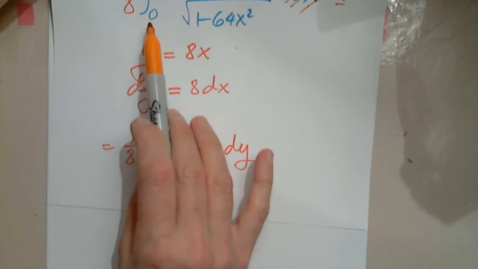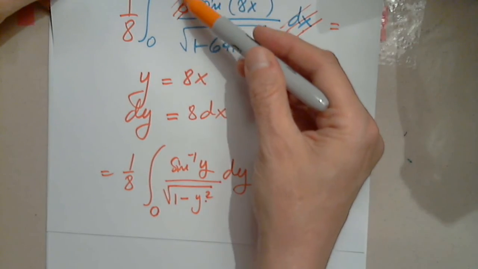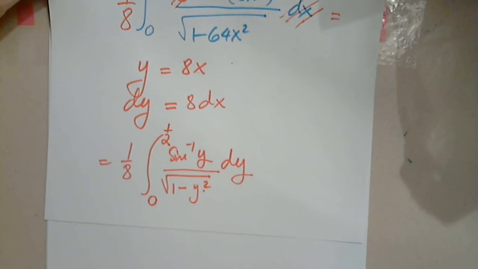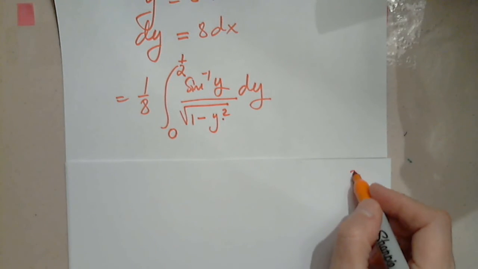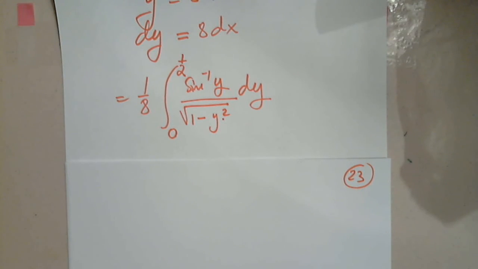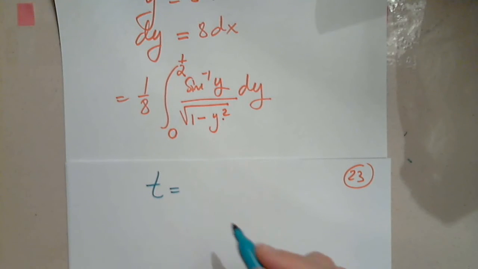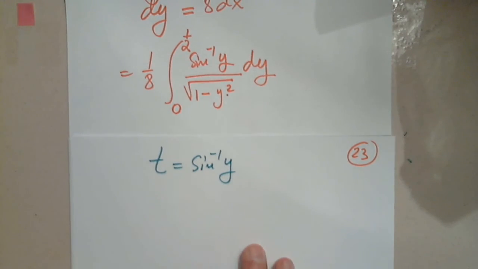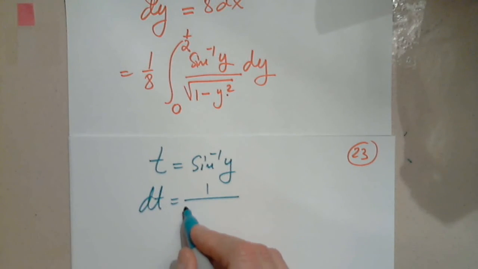Now the limits of integration. When x is 0, y is 0. When x is 1 over 16, this is 1 over 2. Okay, my next step. Now I say, oh, okay, I see what's going on here. Let me denote the sine inverse by t. But is dt in the problem? Yes, it is.